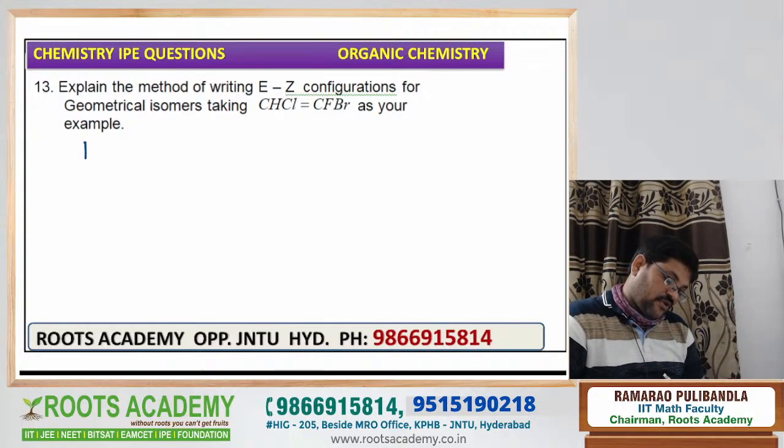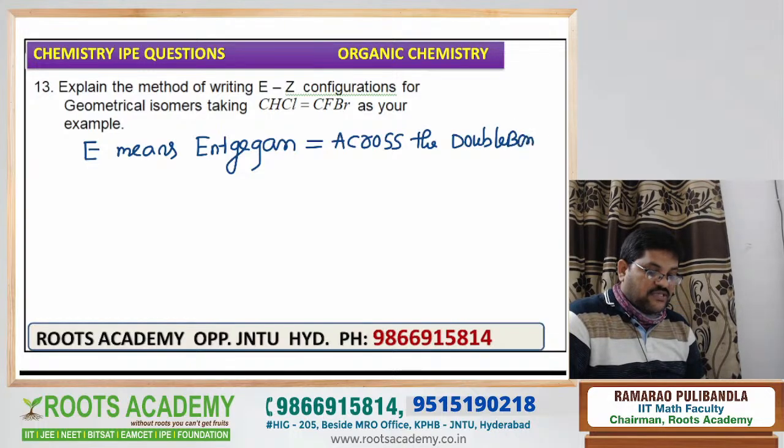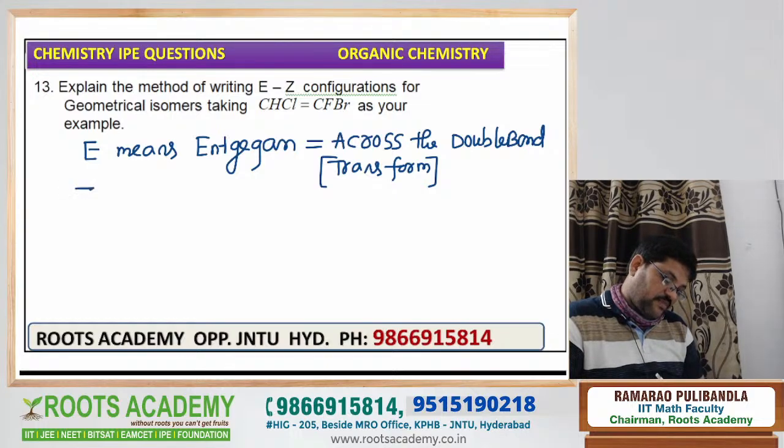First of all, E means what? E means entgegen. What is the meaning of entgegen? Entgegen means across the double bond. Across the double bond means nothing but trans form. Tell me what form, students? Trans form. Simple logic.